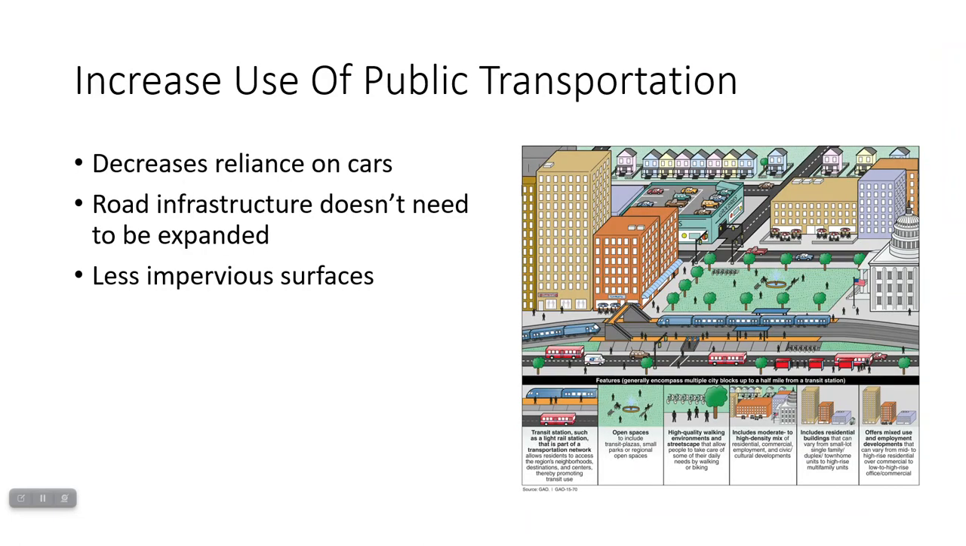Another thing is roads are a very large chunk of the impervious surface area we have in cities. If we can design our cities or upgrade our cities so that they don't have the population rely on cars quite as heavily, then you don't need to constantly keep expanding roads. And so you can have roads that aren't necessarily as wide, which means less impervious surface area. And then there are all the other benefits of increasing transportation, of public transportation, that is.